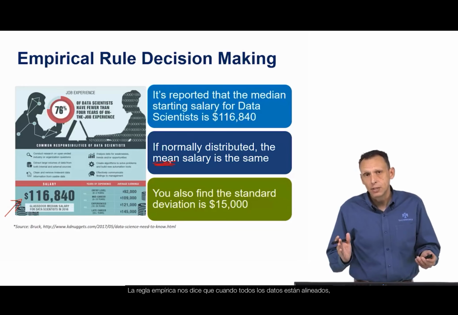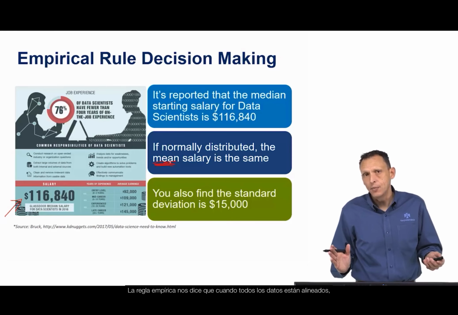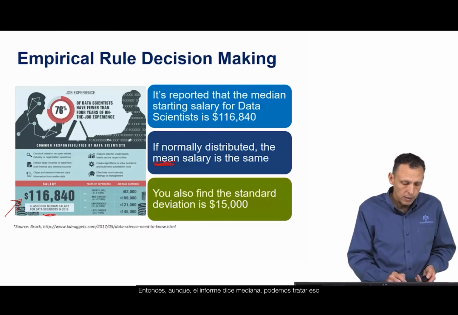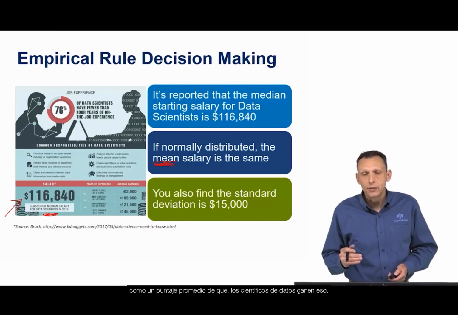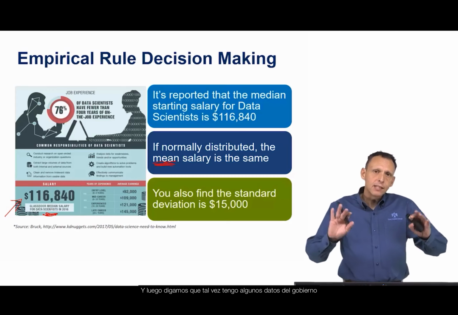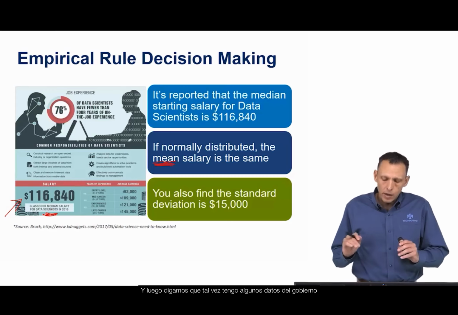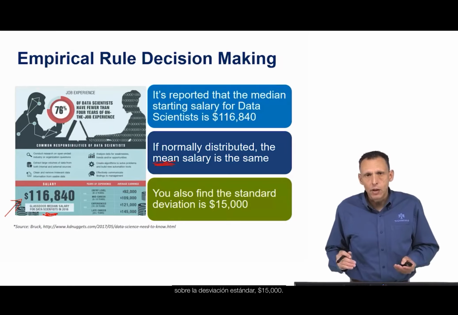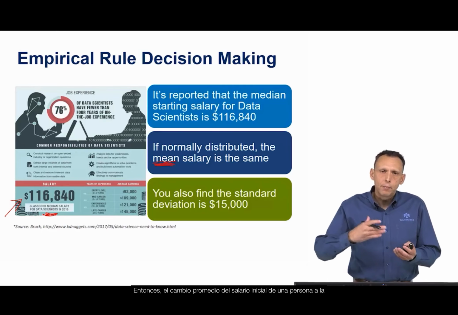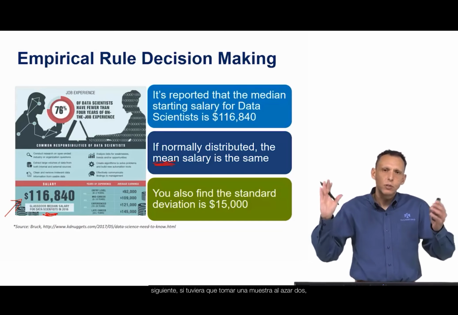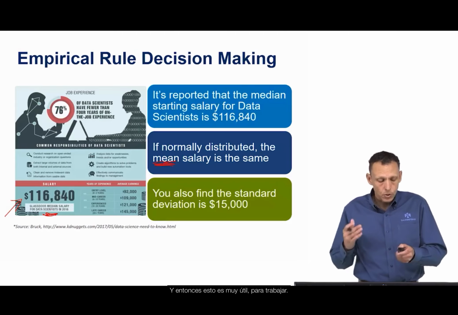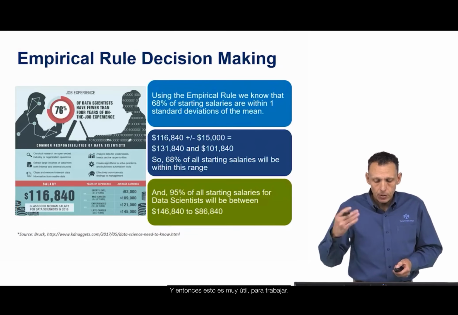The empirical rule tells us that when all the data are lined up, the median and the mean would be at the same number. So even though the report says median, we can treat that as an average score for data scientists. Then let's say I had some government data on the standard deviation, $15,000. So the average change from one person's starting salary to the next, if I were to randomly sample two, would be about $15,000. This is very helpful to work with.